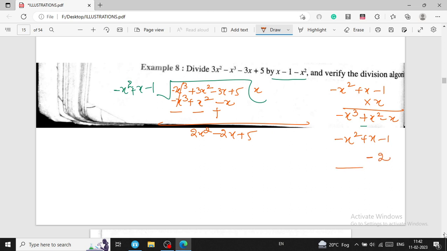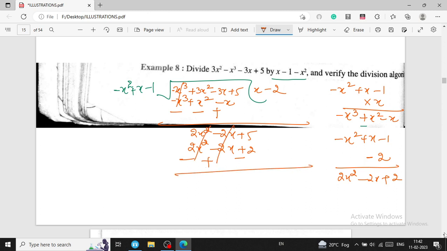We have to multiply here by minus 2. Minus 2 times minus x square gives plus 2x square, minus 2 times x gives minus 2x, minus 2 times minus 1 gives plus 2. Change the sign. You can see one value is in plus form and the other is in minus form, but the same values, so we will cut them. 5 minus 2 is 3. This is your remainder and this is your quotient.